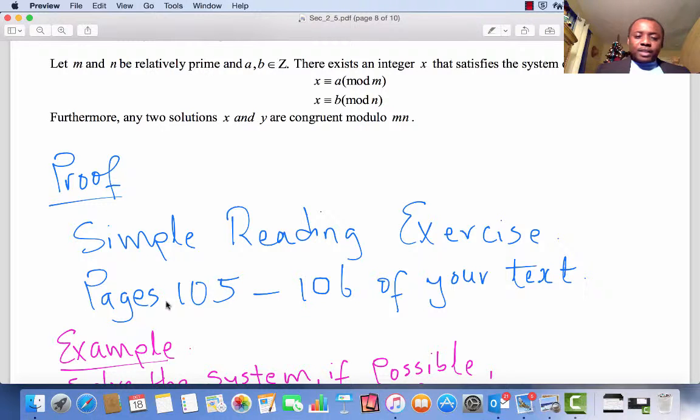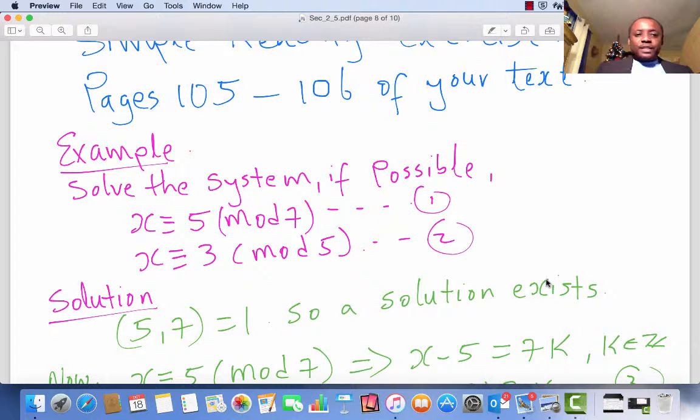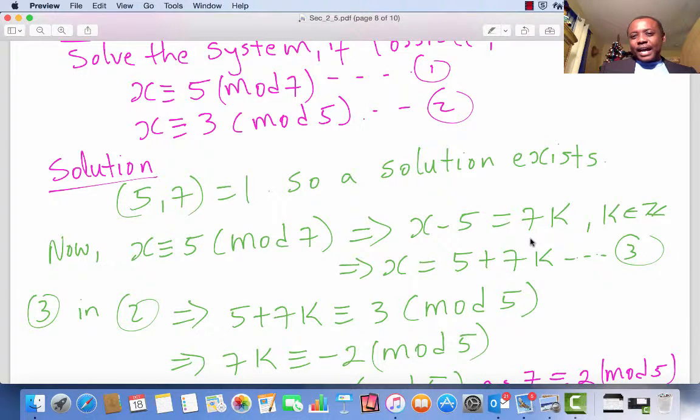The proof can be found on pages 105 to 106 of your text, Elements of Modern Algebra by Gilbert and Gilbert, and I would leave that as a simple reading exercise for serious students. Example: if possible, solve the system of linear congruences x congruent to 5 mod 7, x congruent to 3 mod 5. Call this congruence 1 and call this congruence 2. The first step would be to verify if 7 and 5 are relatively prime. That is easy because both 5 and 7 are primes, so yes, 5 and 7 are relatively prime. So a solution exists. How do we proceed to find the solution?